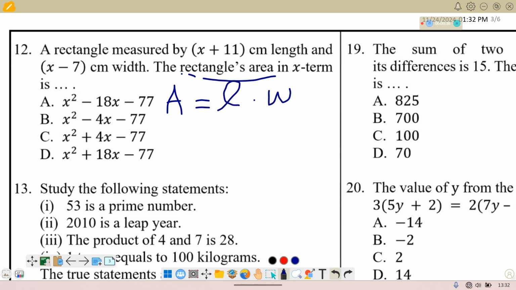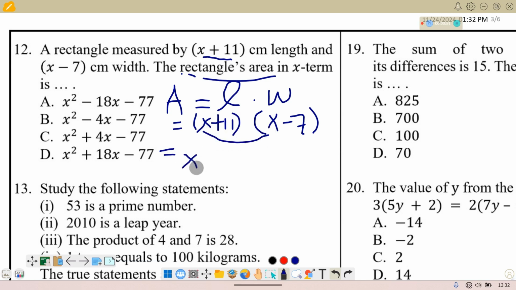So which one is the length? So this is the length. So the answer is x plus 11 times the width, x minus 7. Okay, do you remember? Okay, one by one, guys. So x times x equals x squared. x times minus 7 is minus 7x. 11 times x equals plus 11x. 11 times minus 7 equals minus 77.